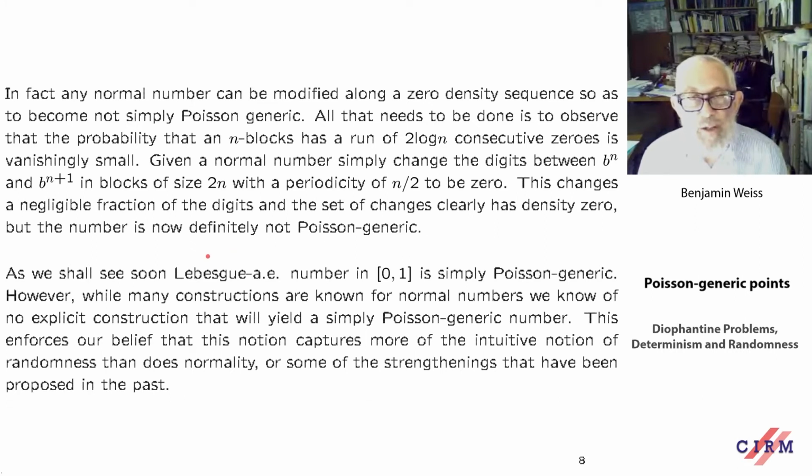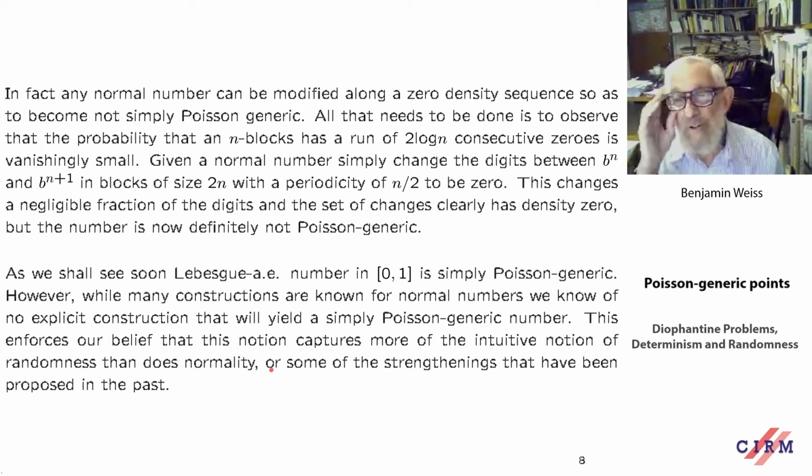So our main theorem is that Lebesgue almost every number is simply Poisson-generic. It's not only simply Poisson-generic, there's a stronger notion, which I'll give in the next slide. One of the puzzles, and 20 years have not enabled us to settle this, is that we don't know of any explicit construction which will give a simply Poisson, even a simply Poisson-generic number.